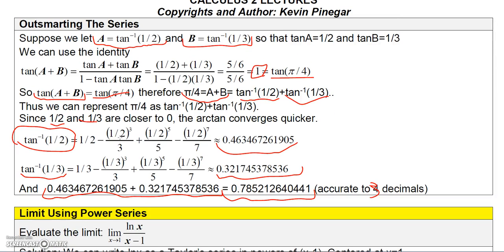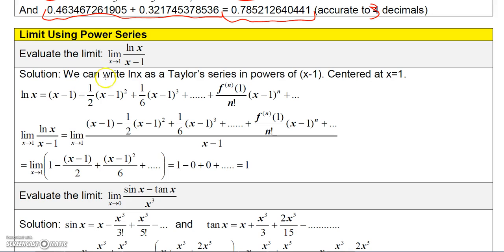But we outsmarted the series here, and we're able to get a value for pi over 4 by using this little trick of letting A and B represent these two arctans of numbers that are closer to 0. Okay, so we can evaluate this limit at 1. You'll get 0 over 0, so that's the indeterminate form.